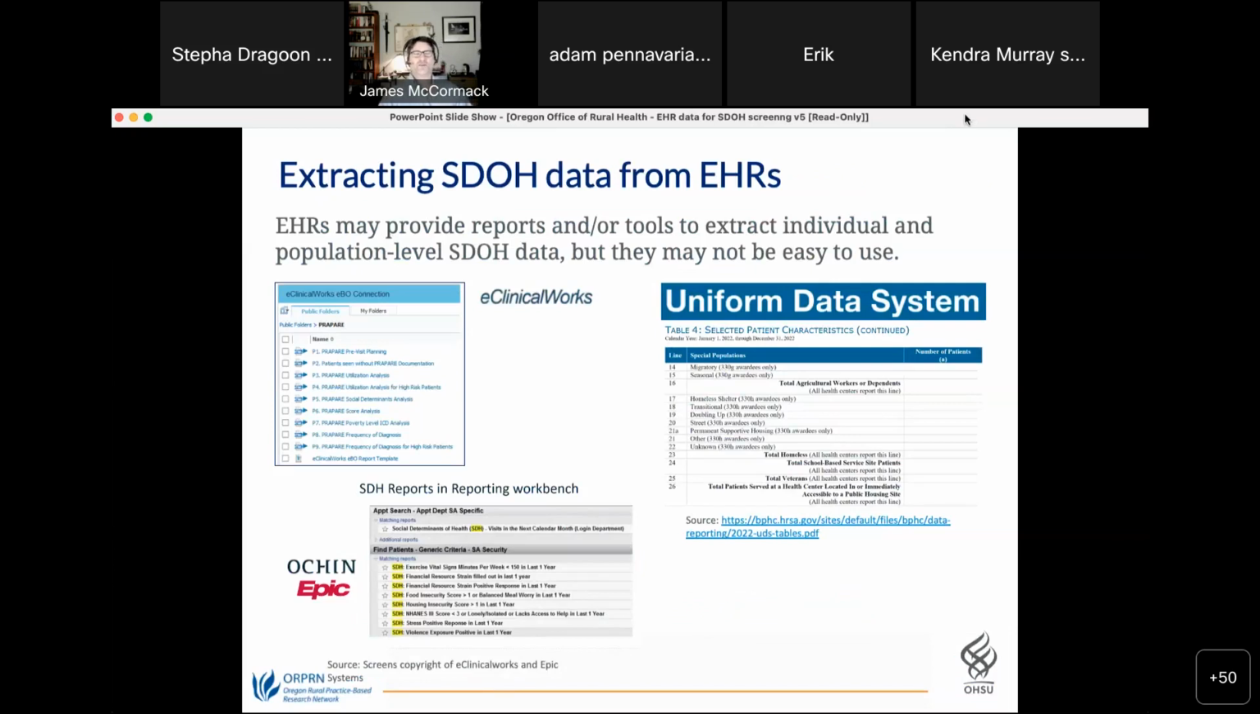So extracting social determinants from EHRs is super tough. And again, I'm using some screenshots here, probably without permission, but bottom line, if you're lucky, your EHR does provide canned reports. eClinicalWorks, if you license their Prepare, includes a set of EBO reports that can pull data from that. OCHIN has a set of canned reports for social determinants of health that pull from their screeners. And on the right, the Uniform Data System, UDS, for community health centers. They've already been reporting this as part of their UDS reporting. So most systems that serve the FQHC community will have canned reports for those. But again, these reports are really only as good as the underlying data. Next slide, please.